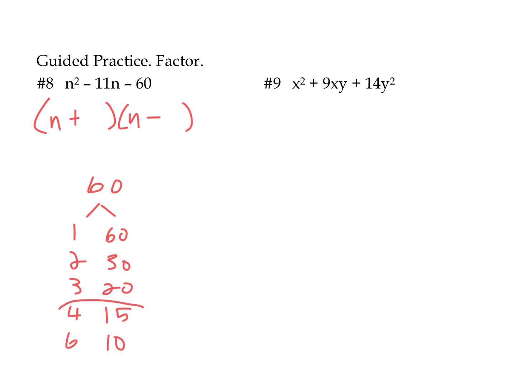I could see right here, 4 and 15, and I want to have negative 11, so I want the 15 to be the negative and the 4 to be the positive, because I want to add them and get negative 11. 4 plus negative 15 would give me negative 11.